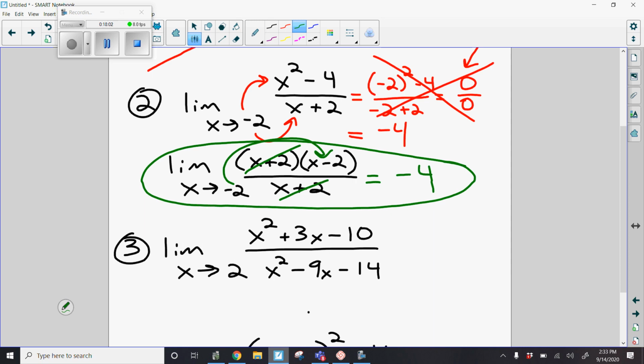Again, let's try it on the next one. Go ahead and plug in and see what happens. Well, I've got 2 squared, which is 4. 4 plus 3 times 2, 4 plus 6 is 10. 10 minus 10 is 0. I'm getting a 0 on top. On the bottom, 2 squared is 4. 4 minus 18 is, oops, sorry, that should be a plus.